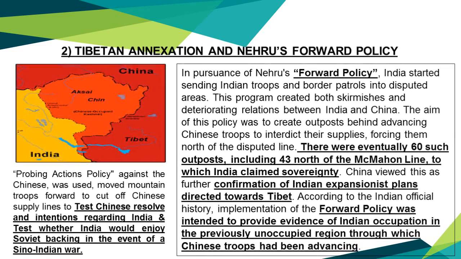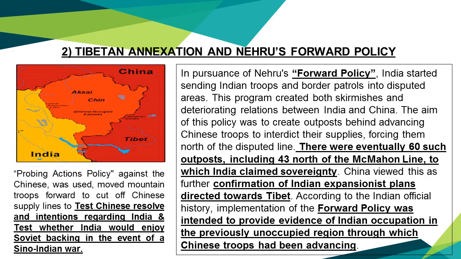The aim of the policy was to create outposts behind the advancing Chinese troops to counter or cut off their supplies, forcing them north of the disputed line. There were eventually 60 such outposts, including 43 on the McMahon Line, to which India claimed sovereignty. China viewed this as further confirmation of India's expansion plan directed towards Tibet.